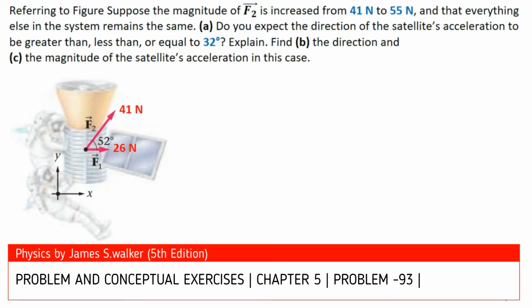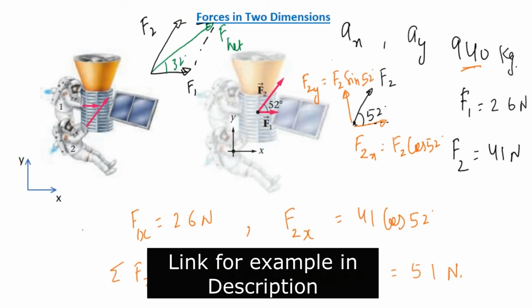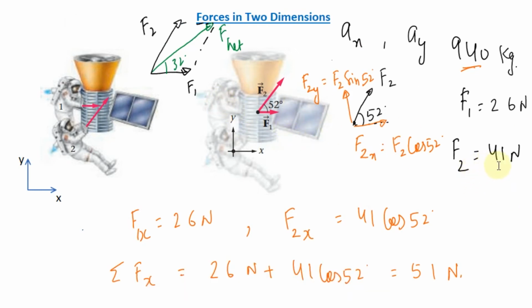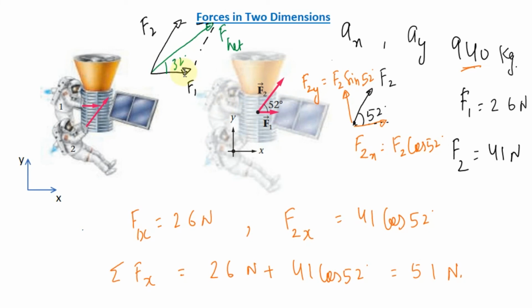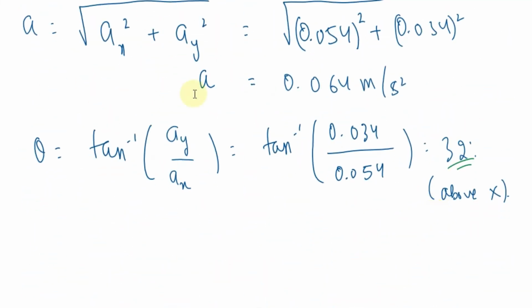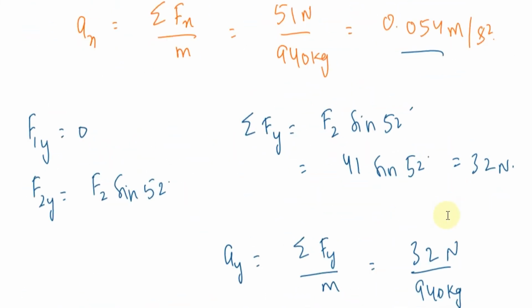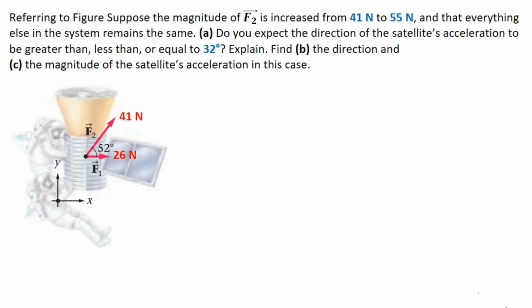Now to solve this problem, we have to refer to the example that we discussed earlier. This was the example that we discussed when we were discussing force in 2 dimensions. And here the force F1 was 26 Newton and force F2 is 41 Newton. And we calculated that net force will be 51 Newton and the direction is 32 degrees above the horizontal. And the acceleration also we calculated. But in our problem, we are given that this force F2, which was 41 Newton there, is increased to 55 Newton and rest everything remains the same.